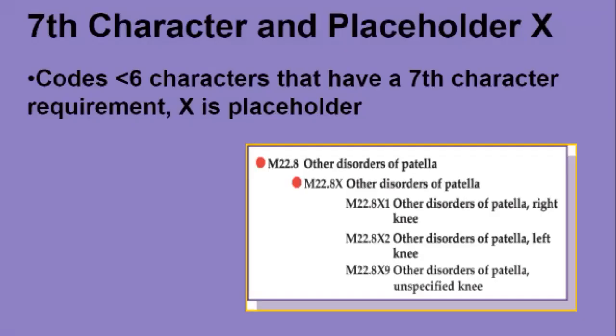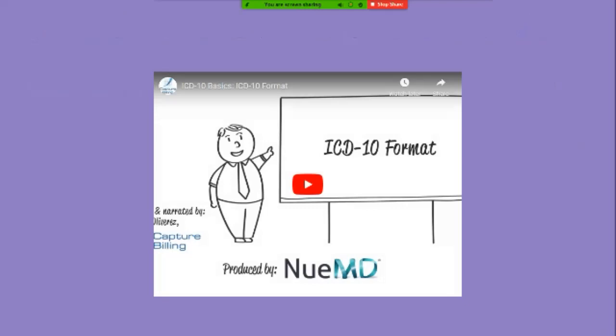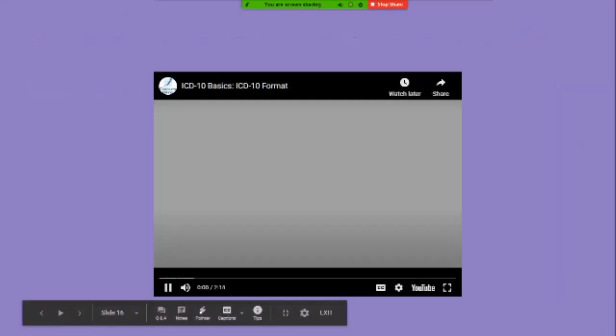7th character and placeholder. Codes less than 6 characters that have a 7th character requirement must use the X as a placeholder. Placeholder X is assigned for all characters less than 6 that require a 7th character. I am going to be showing you this a little bit later, but I just want you to understand that there are going to be some X placeholders, and sometimes you have to have a 7th character. We'll be talking about that more in detail. But for now, let's watch our little ICD-10 video.